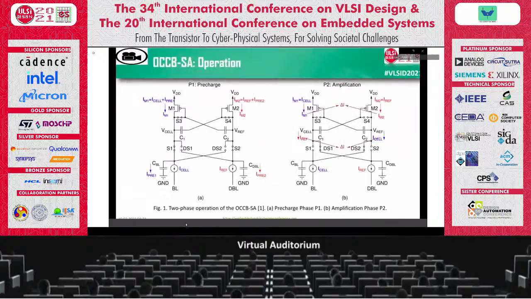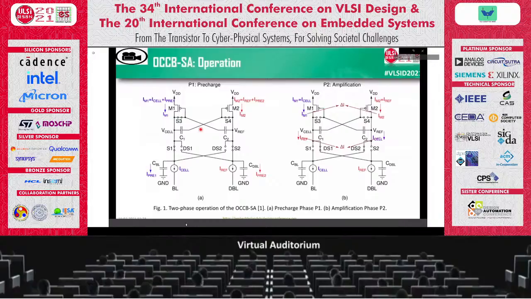Offset cancelling current-based sense amplifier involves two-phase sensing operation. One is pre-charge phase P1 and second is amplification phase P2. At the beginning of pre-charge phase, switches S1, S2, S3 and S4 are turned on while two switches DS1 and DS2 are off. The diode connected transistors M1 and M2 provide precharge current I pre1 and I pre2 to the bit line and dummy bit line along with ICEL and IREF.